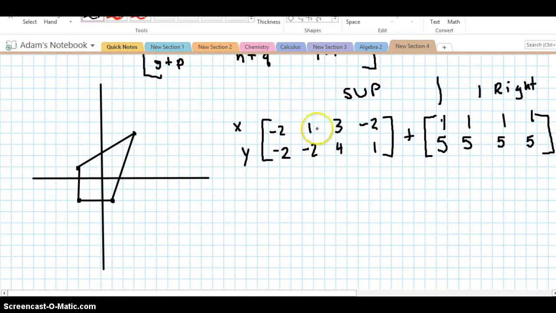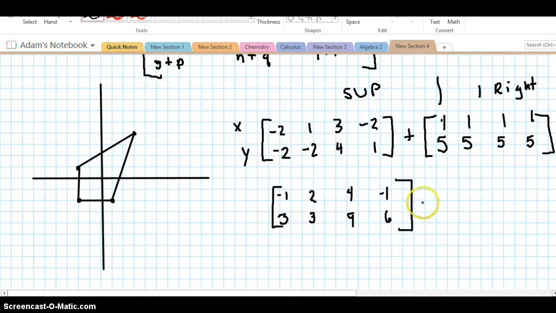So what I'll do now is I'll just add the two matrices. I get -2 plus 1 is -1. 1 plus 1 is 2. 3 plus 1 is 4. -2 plus 1 is -1. -2 plus 5 is 3. -2 plus 5 is 3. 4 plus 5 is 9. 1 plus 5 is 6. So that's my new matrix when I add them together.